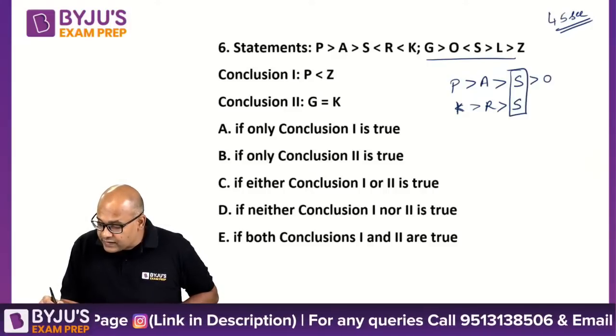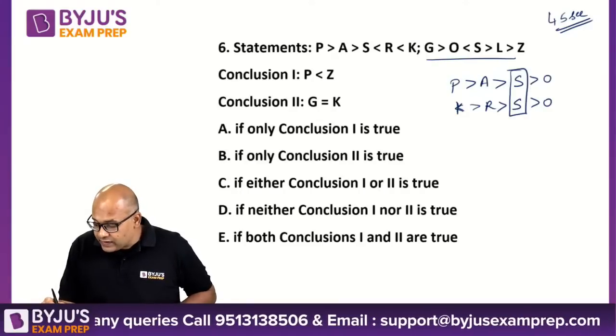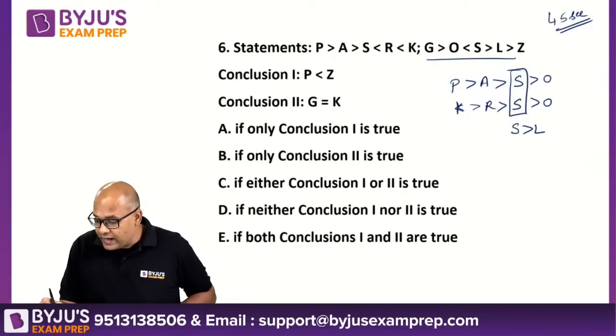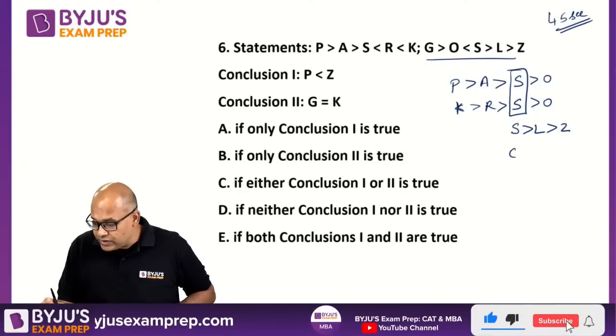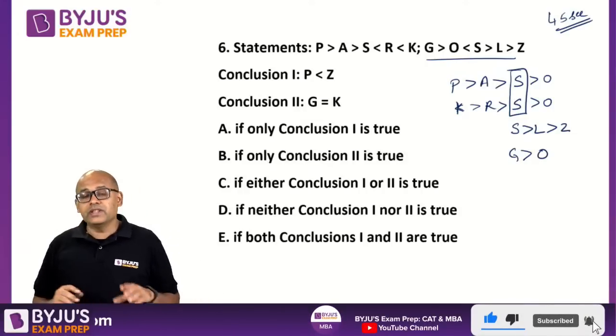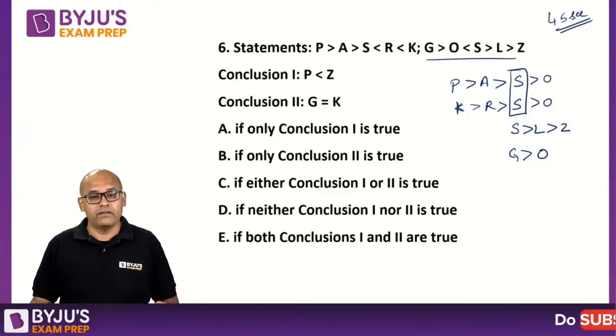So let me write this. S is greater than O. I'll continue this. And S is also greater than L and L is greater than Z. But G is greater than O. So I have G greater than O. So this is the entirety of what has been given to me. Okay, this is exactly what I have.